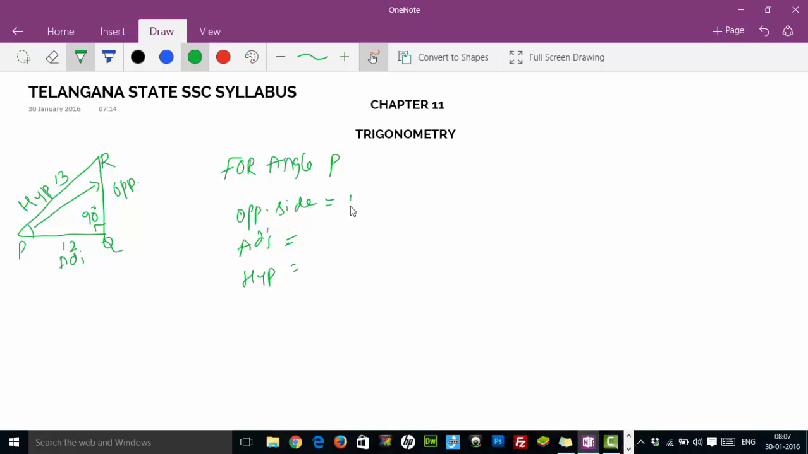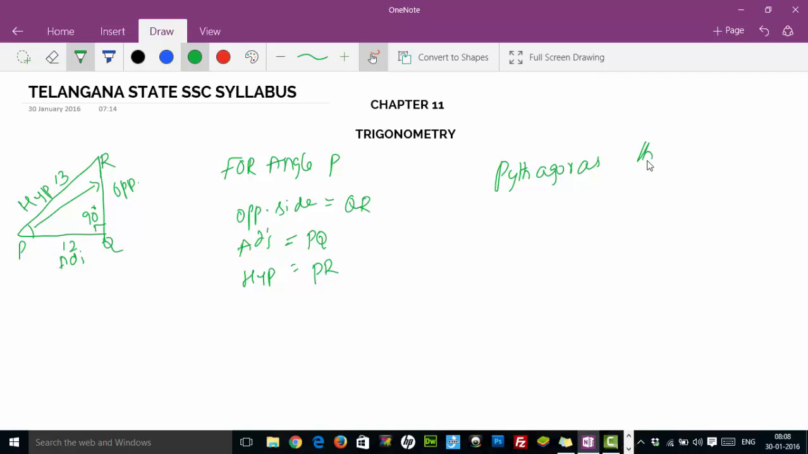So here the opposite side is QR, the adjacent side is PQ, and the hypotenuse is PR. Now in this right triangle, again we only have two sides. We know the adjacent side is 12, the hypotenuse is 13, but we do not know the opposite side, QR. I've already told you, if we know two sides in a right triangle, we can always find out the third side using the Pythagoras theorem.